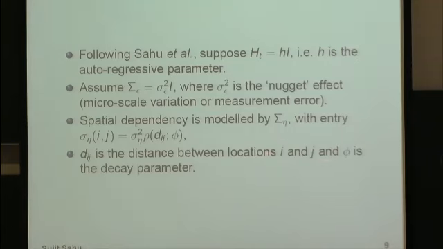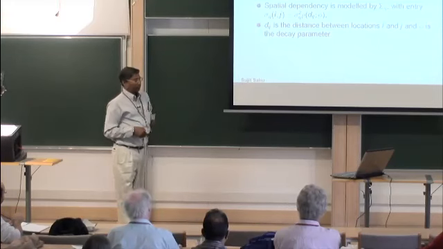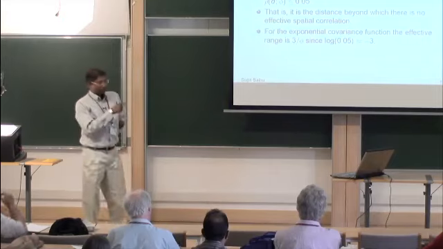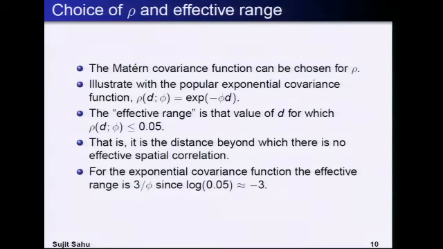So d_ij is the distance between locations i and j, and phi is a decay parameter. We will assume phi to be known, and then there will be a sensitivity study with respect to phi and so on. I'll say more about the parameters a little bit later. So, the choice of rho and the effective range.